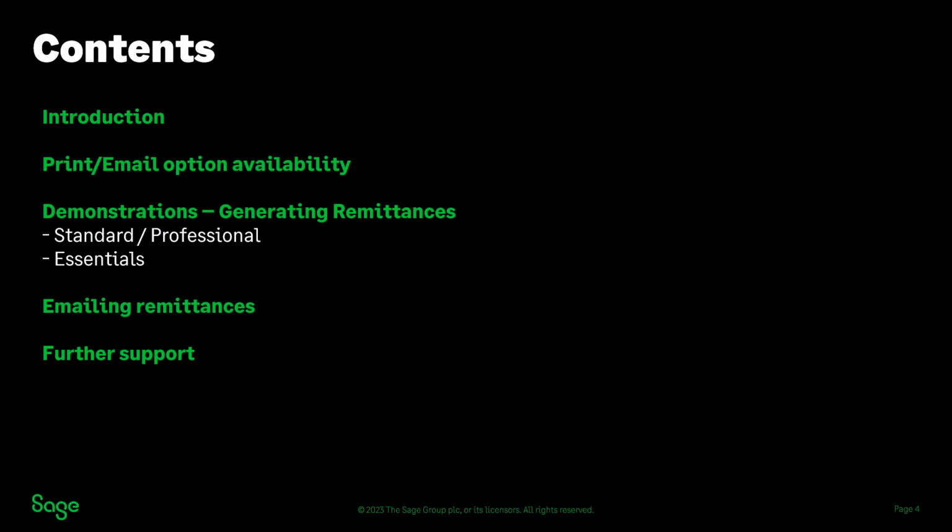We're then going to run through demonstrations of generating remittances, and this is where there's a little bit of a difference between Essentials and the Standard and Professional levels of software. If we have people on the Essentials level with us today, I am going to start with that one, just to get it out of the way, and then it'll bring us on nicely to the Standard and Professional levels so you can see the differences. Then we'll look at emailing remittances as well, which is obviously most common these days. At the end, we'll explain more about the additional support that's available, and then we will hang around to try and answer any questions that you might have.